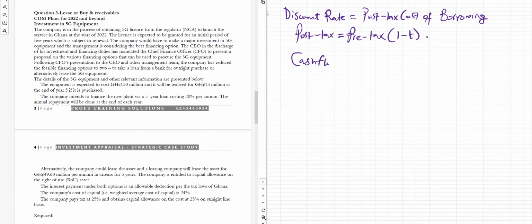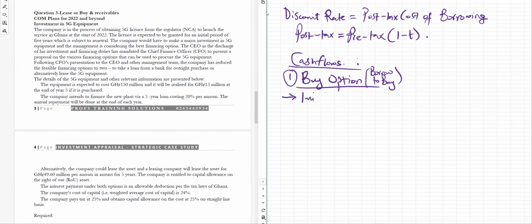So under each option, you have some specific cash flows. The first one is when you are buying. So a buy option. When you decide to buy the asset instead of lease, buying means you are borrowing to buy. And once you borrow to buy, first of all, the asset becomes yours. So the first cash flow is the initial investment, the initial capital outlay that you spend.